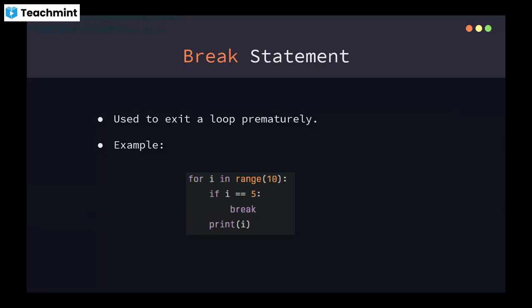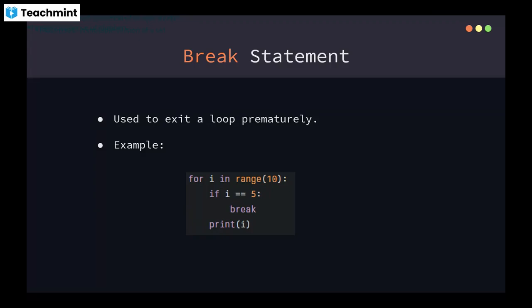Okay. So here you can see in this example, I'm trying to print numbers from 0 to 9. Using range 10, I have generated numbers from 0 to 9, and I'm trying to print those numbers. But here I have put a condition that if i equals 5, when i reaches 5, I'm using the break statement. So instead of printing all 10 numbers, I'm exiting at number 5.